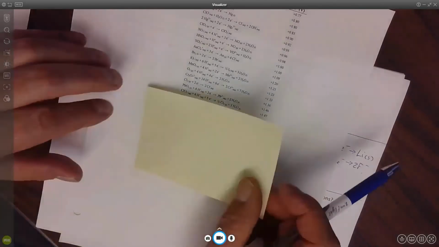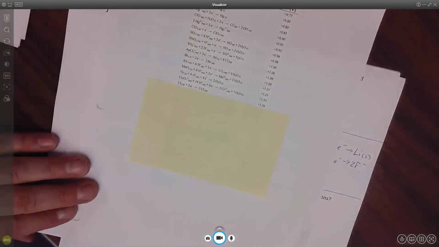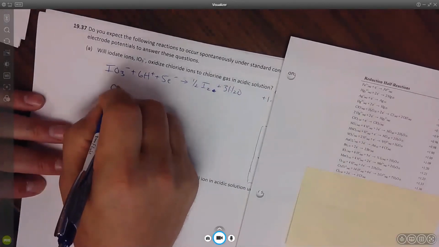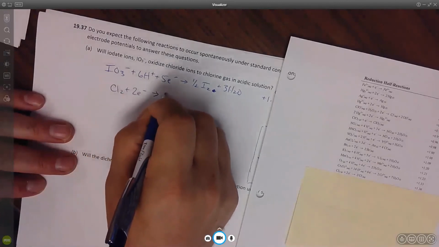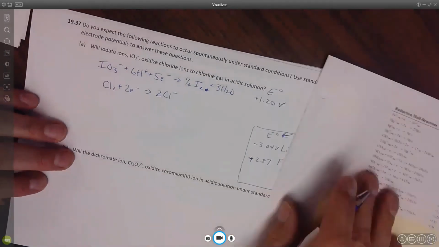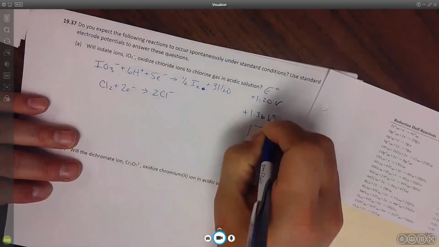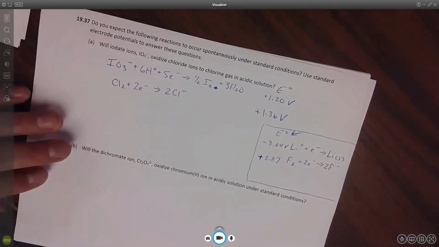Oh, there it is. There's my chlorine gas. Okay, so there it is. So I could write that down now. That's going to be Cl2 plus 2 electrons going to 2Cl minus. And that has a standard reduction potential of plus 1.36 volts. Okay, so again, that just came from the table of chemical data.